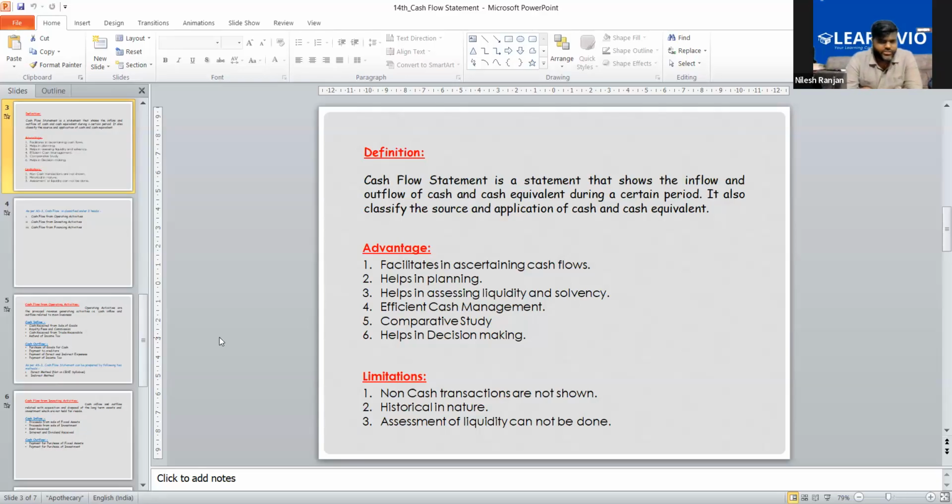Actually, there are one or two more limitations than this, like it is not a substitute for an income statement, not a substitute for the balance sheet. So yes, obviously it cannot replace the balance sheet. It cannot replace the income statement. It is a subsidiary statement for the balance sheet and the statement of profit and loss. So if you read it along with the balance sheet and statement of profit and loss, then it will give you some information, then it will help you in decision making. Otherwise, it has very limited use.